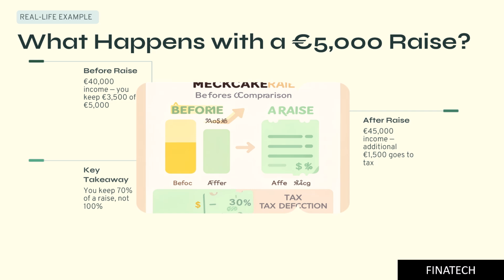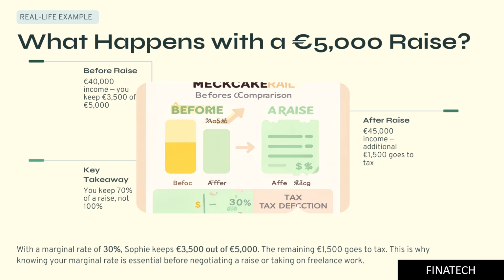Think about it. If you'd like to keep 100% of a raise, make a calculation before asking for money. With a marginal rate of 30%, Sophia keeps 3,500 euros out of 5,000 euros. The remaining 1,500 euros goes to the tax. This is why knowing your marginal rate is essential before negotiating a raise or taking on freelance work.